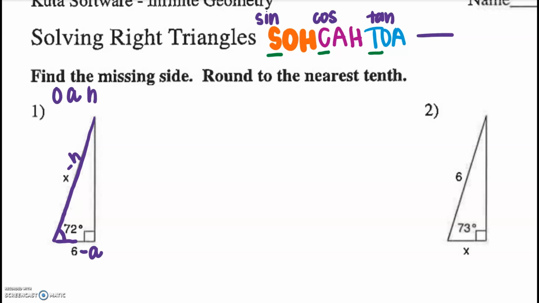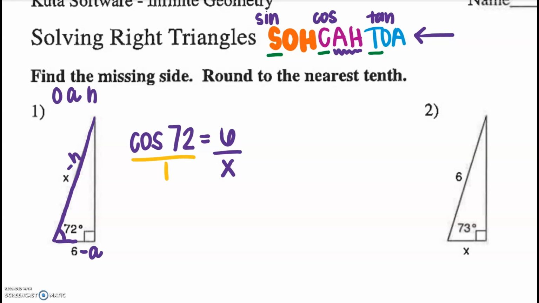So I'm going to look back up here. Which one, sine, cosine, and tangent, uses an a and a h? Well, notice here is your a and your h together, so I'm going to use cosine. So I set up my proportion as cosine of 72. That angle always follows your cosine, equals 6 over x. 6 over x, your adjacent over your hypotenuse. And remember in class we talked about that cosine can be over 1, so it looks more like a proportion. And I'm going to cross multiply.